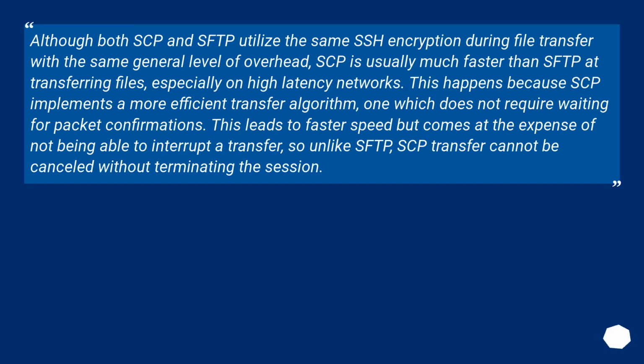Although both SCP and SFTP utilize the same SSH encryption during file transfer with the same general level of overhead, SCP is usually much faster than SFTP at transferring files, especially on high-latency networks. This happens because SCP implements a more efficient transfer algorithm, one which does not require waiting for packet confirmations. This leads to faster speed but comes at the expense of not being able to interrupt a transfer. So unlike SFTP, SCP transfer cannot be cancelled without terminating the session.